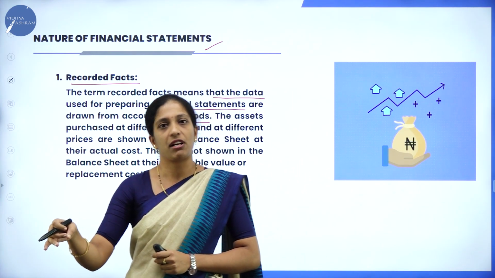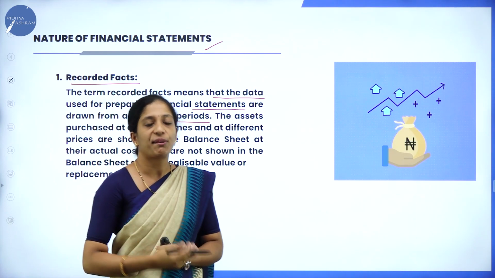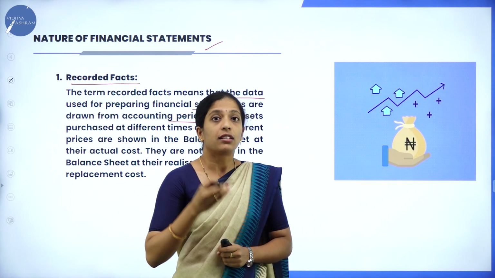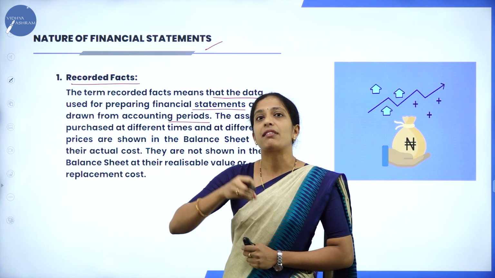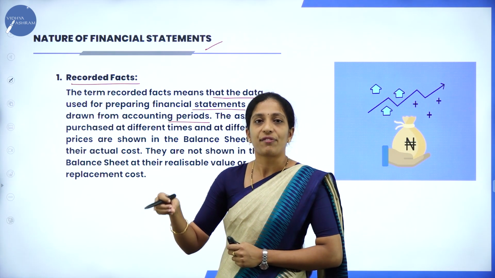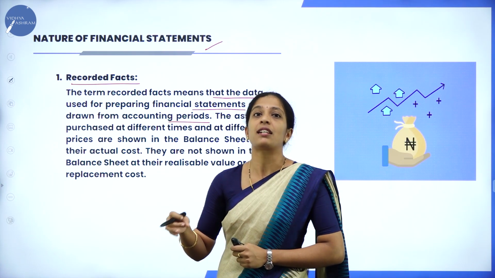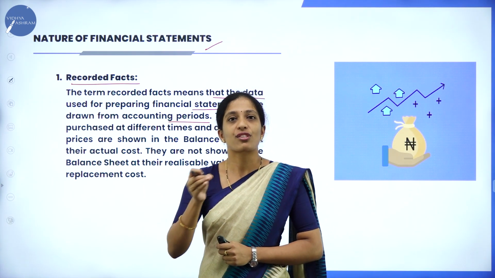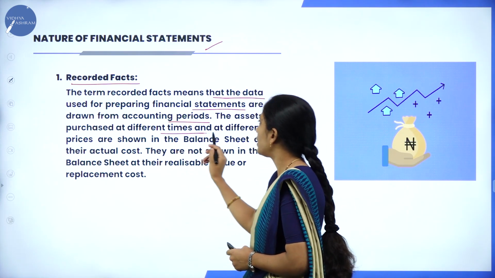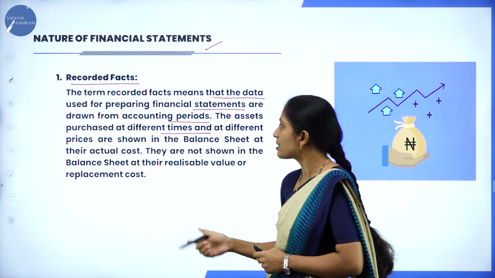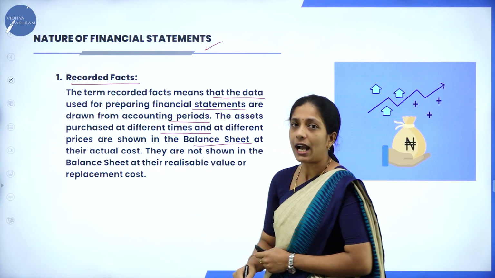The accounting period will normally be 1 year, which starts from 1st April to 31st March. The transactions that have taken place in the month of April also will be taken into consideration in the financial statement which we are going to present in the month of March. So it is all historical cost. The assets purchased at different times and at different prices are shown in the balance sheet at their actual cost.